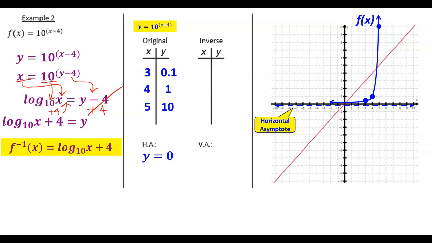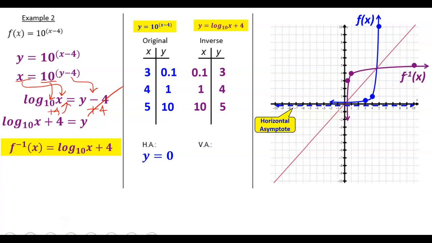The last half of this is you're going to take that table, flip it over, plot those points, and then you can write the vertical asymptote. You can see it vertically does not touch the y-axis, which is the equation x equals 0. Okay. Go ahead and make sure you have all of that. You got all the equations, all the tables, all the graphs. I'll give you a minute. Make sure you got that down.